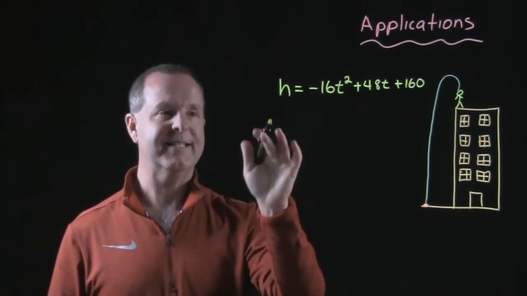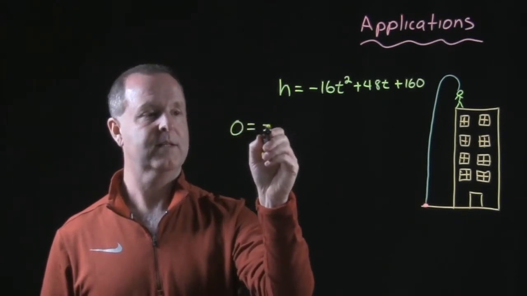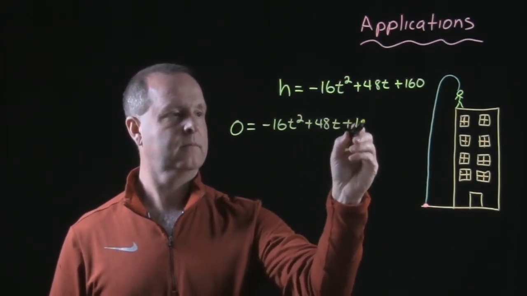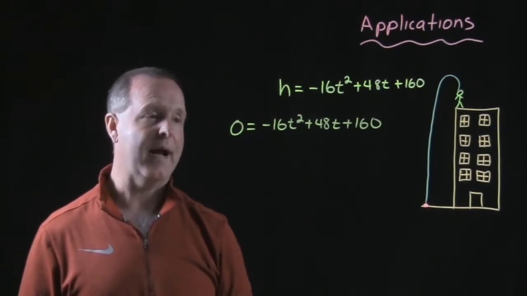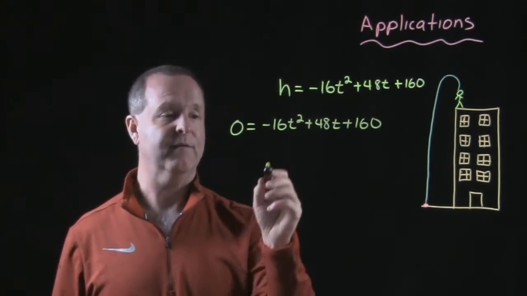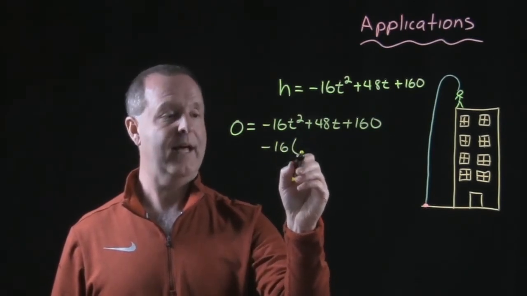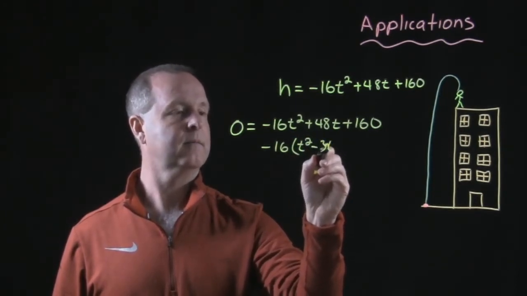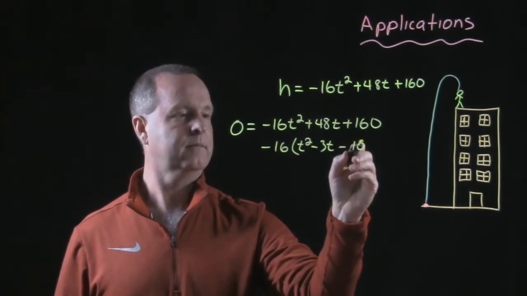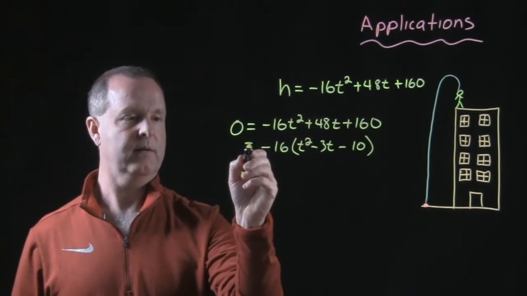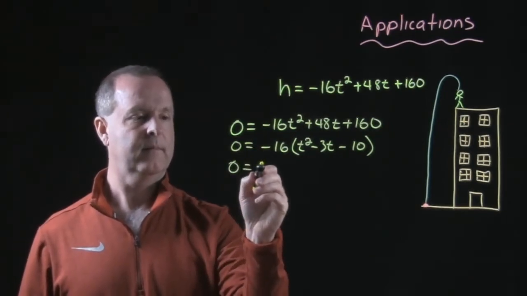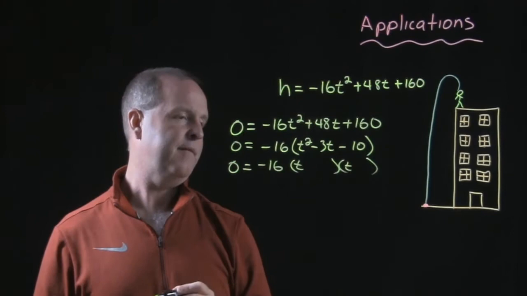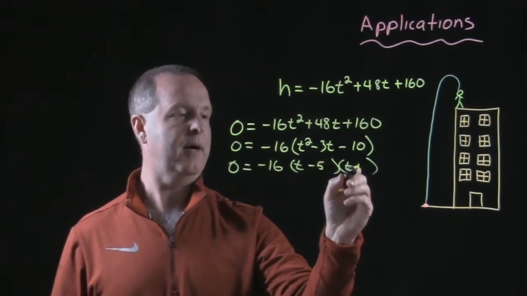So here's my model. I'm going to set the height equal to 0 and then solve the quadratic. So let's factor that quadratic, and I'm going to factor it by factoring out a negative 16 first. Then what's left? t squared minus 3t minus 10. That's still equal to 0. I can factor this trinomial. It factors into a negative 5 and a positive 2.